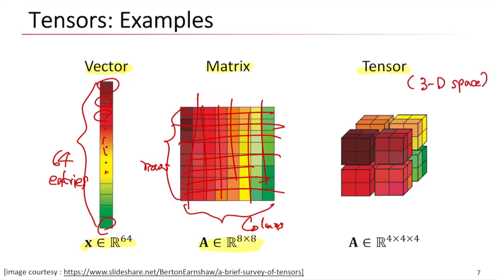A tensor in 3-dimensional space looks like this. Comparing to the vector and matrix, it has one more dimension. Comparing to the matrix, which has rows and columns, the one additional dimension is called the channels.